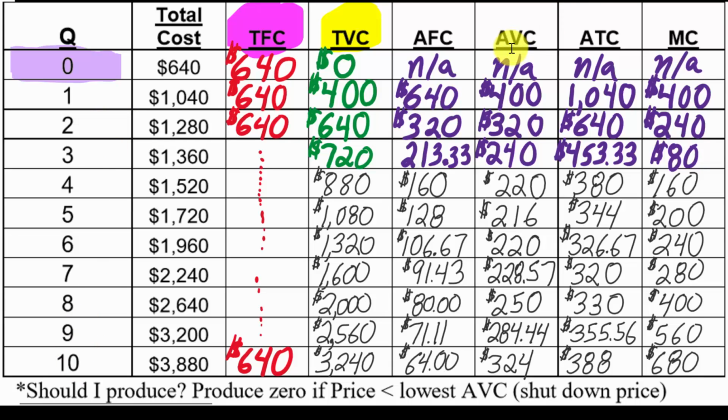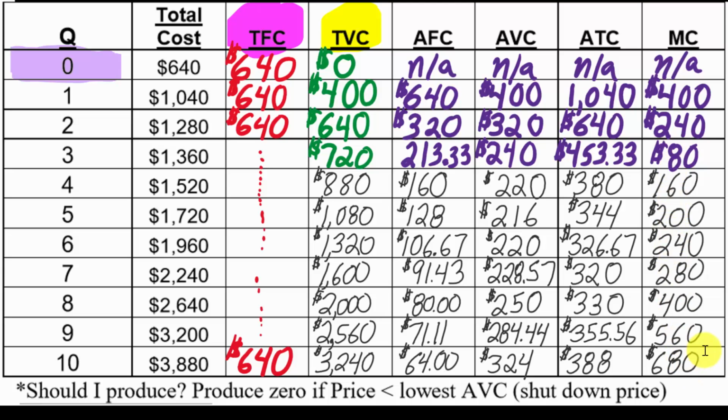However, average variable cost decreases, hits a minimum, and then starts increasing again. Same thing with average total cost. Starts high, gets lower, reaches a minimum, and then starts going back up. And marginal cost similarly. Normally, for most businesses that we study, it starts off rather high and decreases pretty quickly, and then starts slowly increasing again.